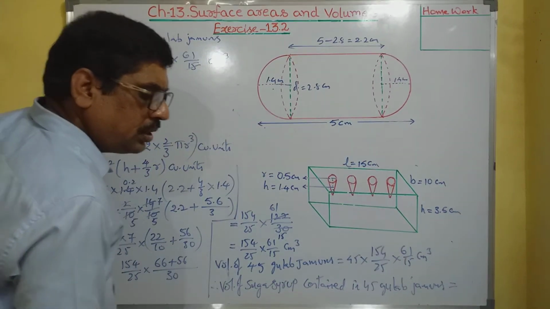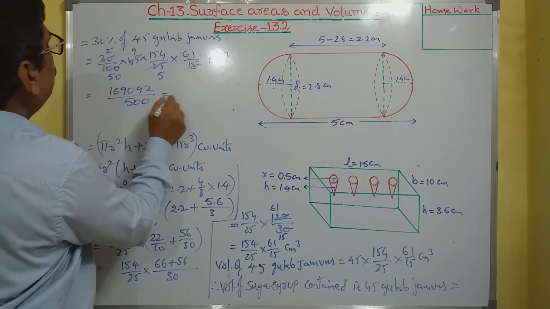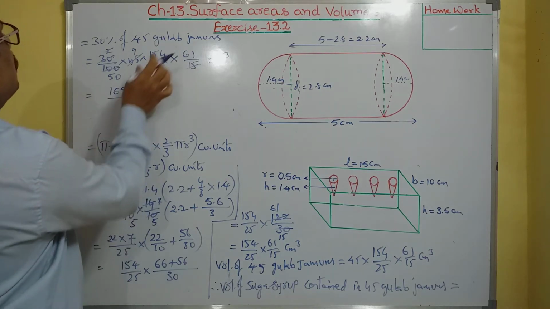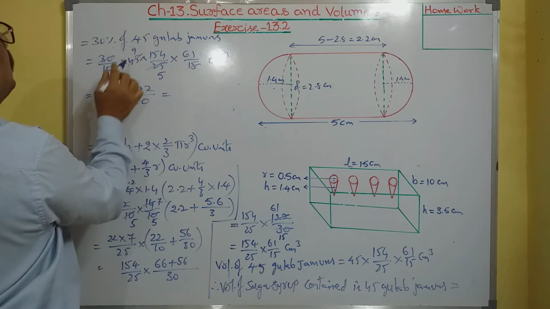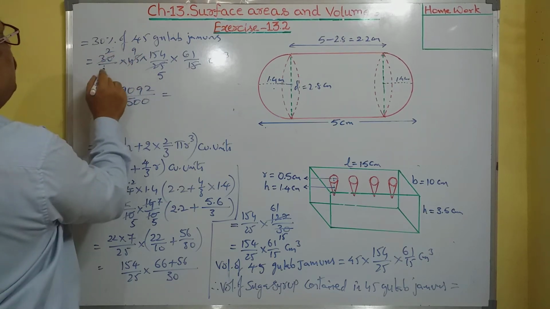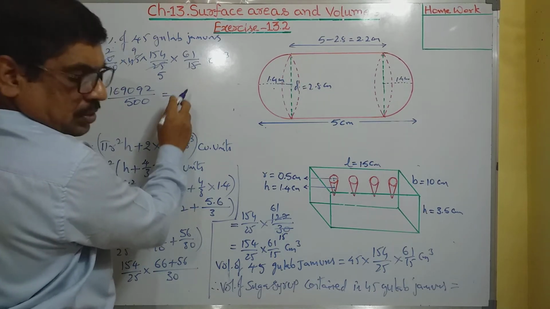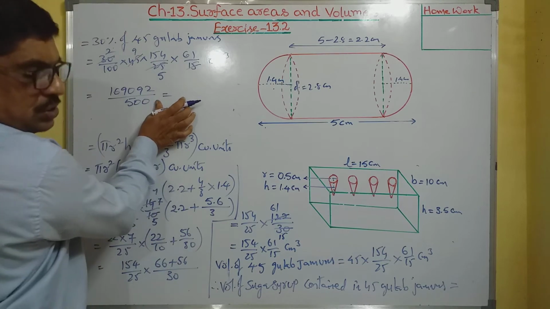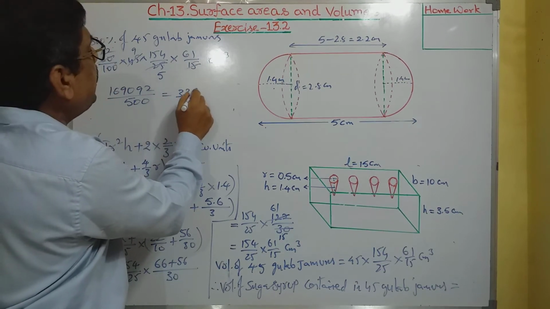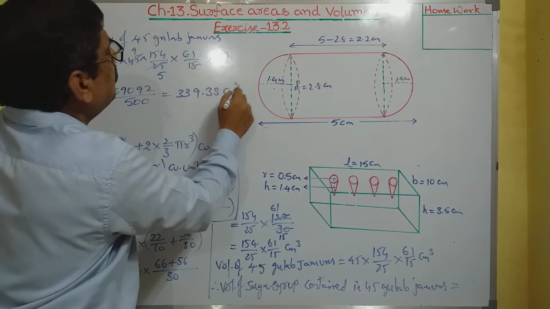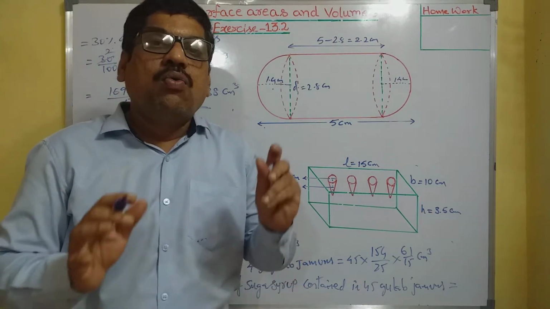I got 339.38. Actually 500. So this is equal to 5 plus the 25 actually. So I did not cancel this. So keep like this only. 200. So I get this is 16902 by 500. I get 339.38 centimeter cube. This is the volume of the sugar syrup contained in 45 gulab jamuns.